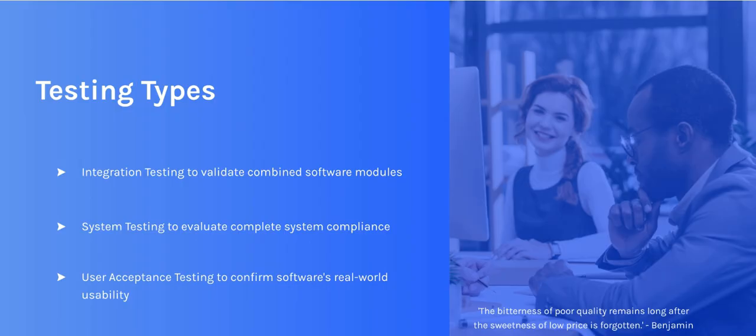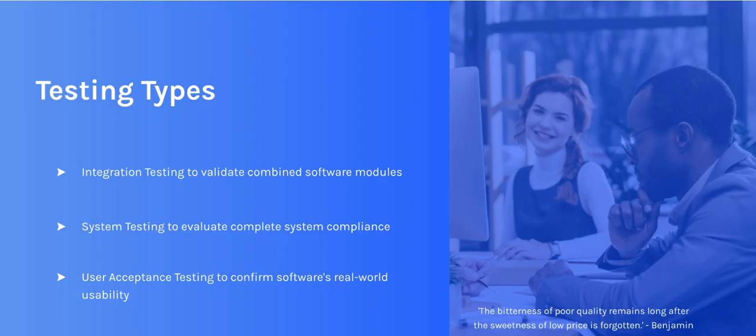Next, we have integration testing. Once individual units are tested, integration testing checks how these modules work together. It validates the interaction between different parts of the application to ensure they communicate properly. Then comes system testing, where we test the entire software as a complete system. This phase evaluates whether the software meets all specified requirements, covering functionality, performance, security, and more.